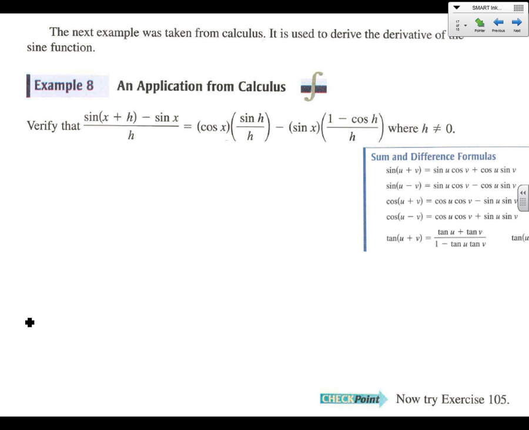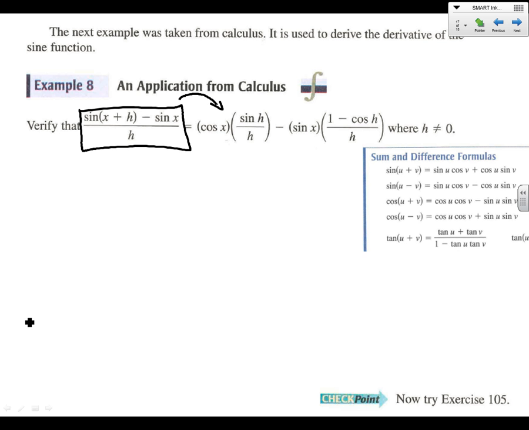All right, last one. This is an application from calculus. We're going to use this to find the derivative of sine. Okay, so if you take calculus next year, you'll be working on this. We want to verify that this ends up equaling this.